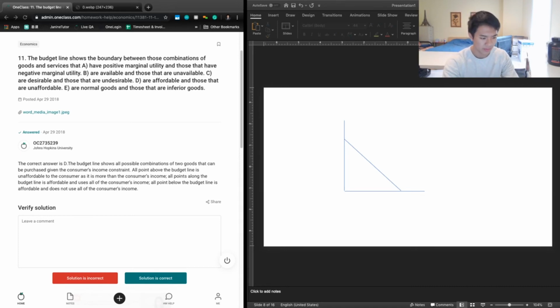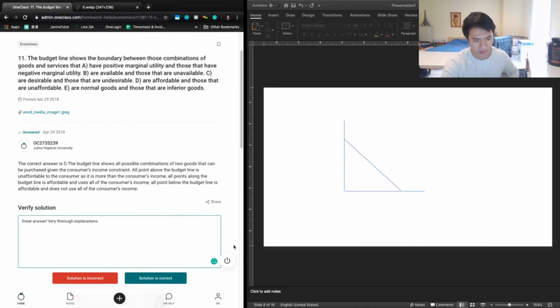This is a great answer. Very thorough explanation, and yeah, they hit the nail on the head with this one. They explained all three regions of the graph just like I did, and that's what you have to understand when looking at a budget line. So we're going to say that's correct.